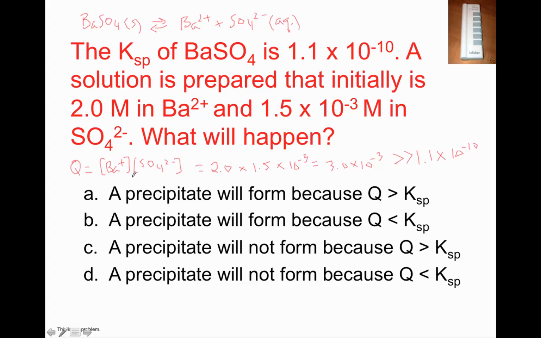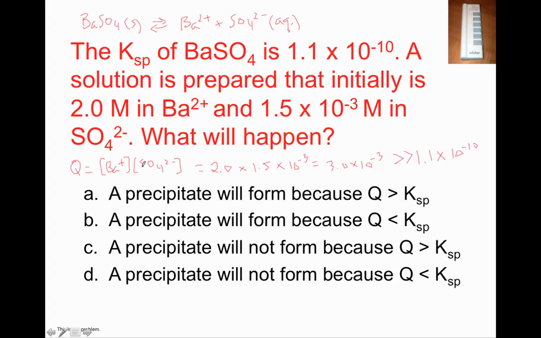I've got too many of these ions, and how can Q get smaller? Why does Q want to become smaller? It wants to become smaller because it wants to become Ksp. I'm not at equilibrium under these conditions. I have to get down to Ksp. Q has to get smaller.